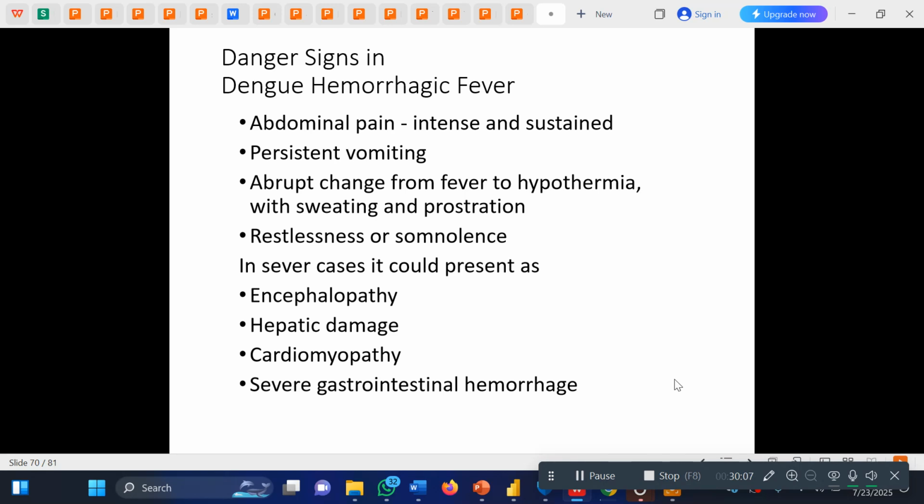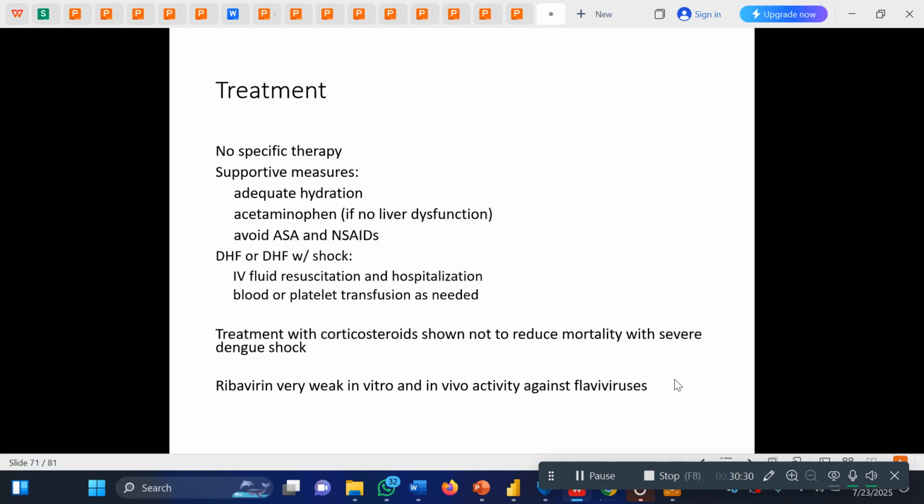On the signs, you can suspect a patient having dengue if they present with abdominal pain, which can be sustained and intense, persistent vomiting, abrupt change from fever to hypothermia with sweating and prostration. Patient can also present with restlessness, somnolence. In severe cases, it could present as even encephalopathy, hepatic damage, cardiomyopathy, severe gastrointestinal hemorrhage.